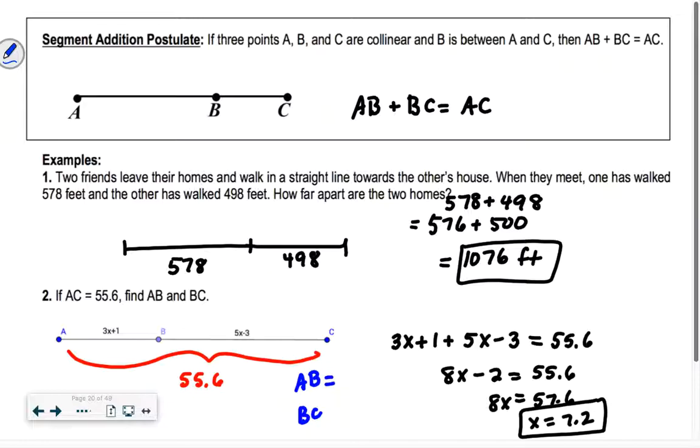So AB is 3 times 7.2 plus 1. So I'm going to multiply by 3 and add 1. So it's 22.6. And then BC is 5 times 7.2 minus 3. Now I could also get that by taking 22.6 and subtracting from 55.6, right? So either way, you should get 33.